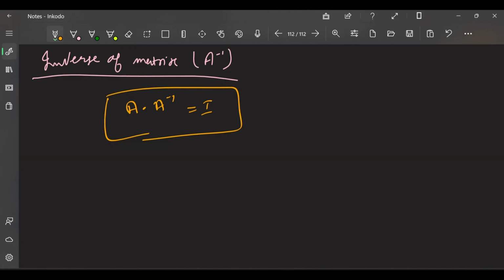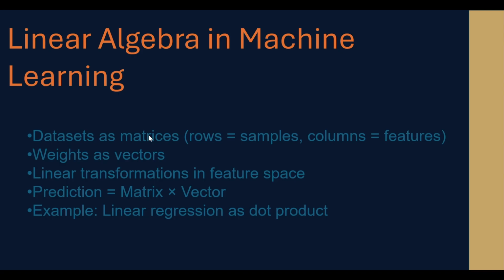So now we will move further to linear algebra in machine learning, which was our today's motto to understand. In machine learning, a data set is usually represented as a matrix, and each row is one data sample and each column is a feature. So each row is a sample and each column is a feature.